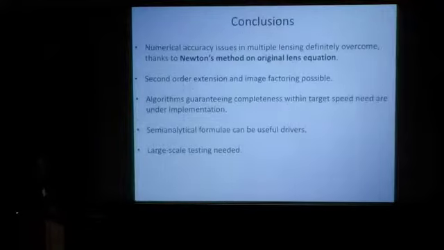Okay, so these are the conclusions. Also, the time is over, so you can see that we really have the key to overcome this problem of the multiple lens equation and go to an arbitrary number of lenses. We just have to fine tune the details and find a robust way to find all images. Okay, that's all. Thank you.